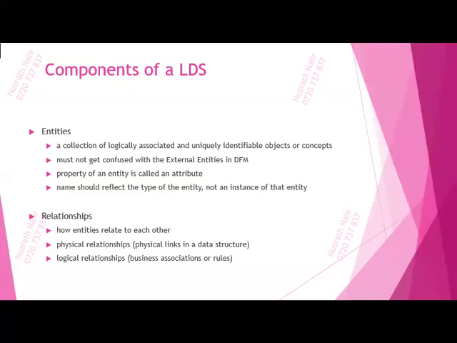Then the second one, entities. You understood the entities. And the second one, relationship. So entities are a collection of logical associations; must not get confused with external entities in the DFM. A property of an entity is called an attribute. The name should reflect the type. These are the contents that we are going to discuss in the ER diagram. You know the ER diagram: the main parts are entity and relationship.